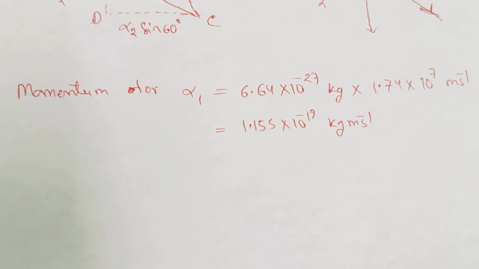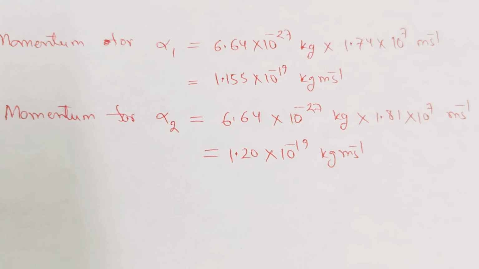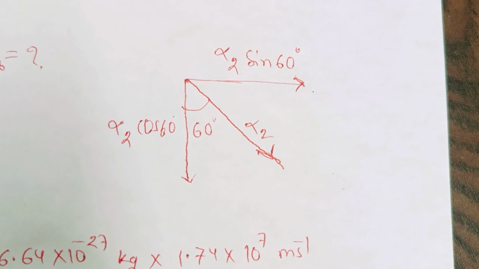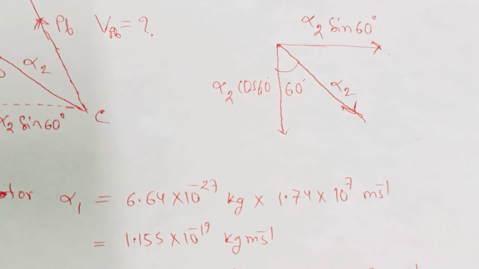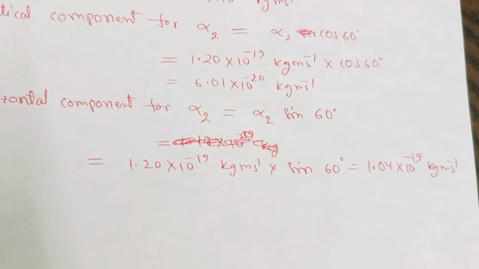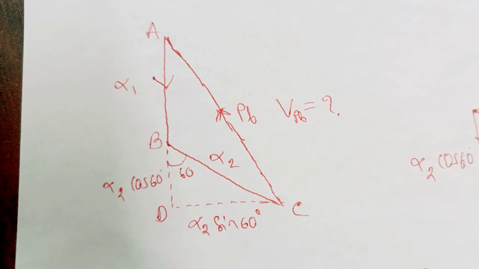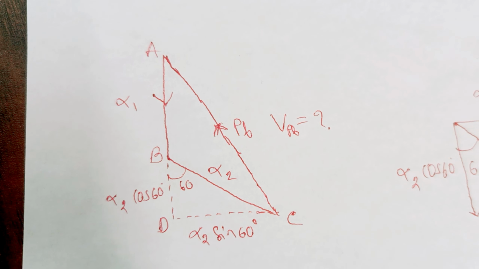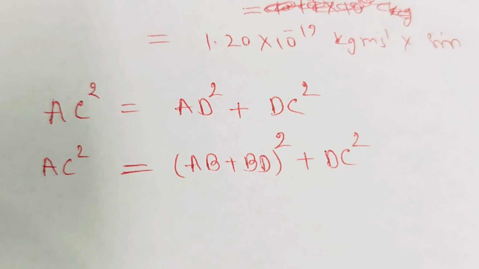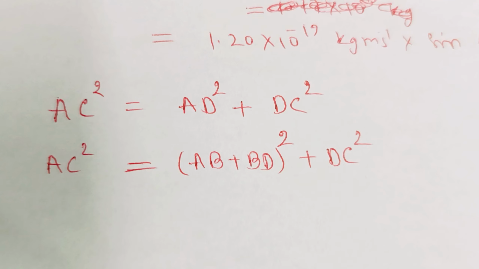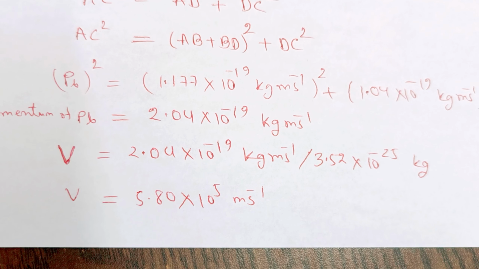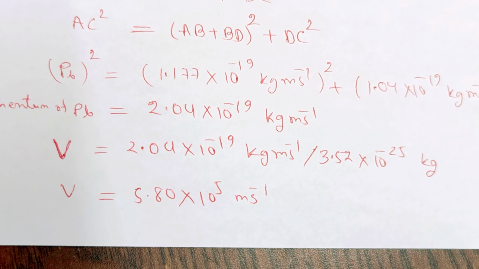Initially you have to calculate the momentum for alpha 1, then the momentum for alpha 2. According to this diagram, we have to calculate the vertical component and the horizontal component of alpha 2. The vertical component for alpha 2 would be alpha 2 cos 60 degrees. The horizontal component for alpha 2 would be alpha 2 sin 60 degrees. Here this is a right angle triangle. We now have all of the information: the momentum of alpha 1, and the vertical and horizontal components of alpha 2. So we can write AC squared equals AD squared plus DC squared, or AC squared equals (AB plus BD) whole squared plus DC squared. Then by solving this, we can easily calculate the momentum of lead. As momentum equals mass times velocity, from the momentum we can easily calculate the velocity of lead.